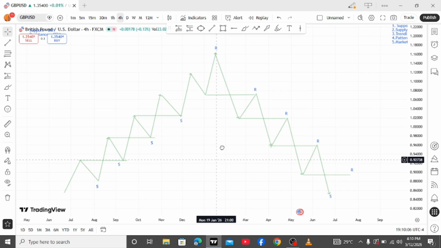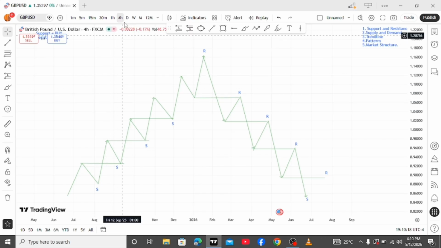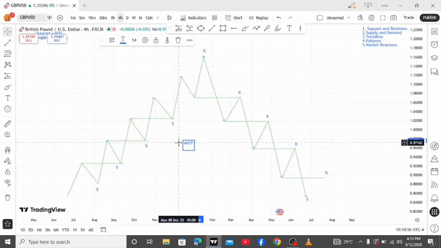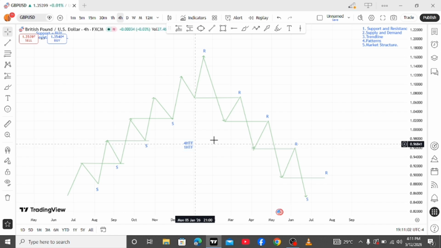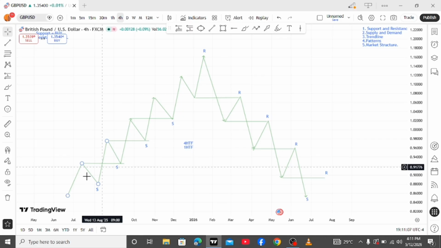And also, we can only mark out our support and resistance levels from the bigger time frame. As you can see, we are in the 4-hour time frame. This is a 4-hour time frame here. So when we are waiting for the market to come to our support or our resistance, we should be doing that in the bigger time frame, which is the 4-hour time frame or the 1-hour time frame, so we know when to enter.